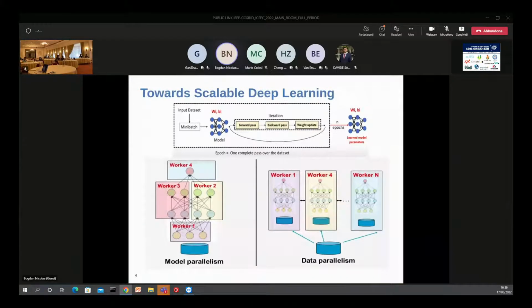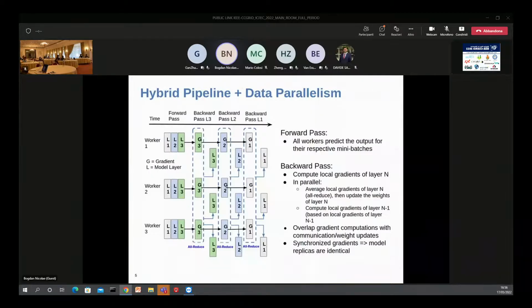In practice, this is a little bit more complex than doing these steps serially, because we want to make use of the high degree of parallelism that devices such as GPUs offer us. And then we have hybrid pipelines that combine data parallelism with layer-wise parallelism.